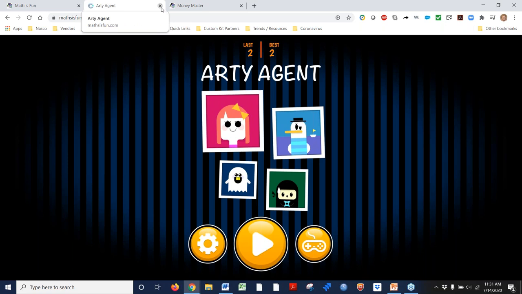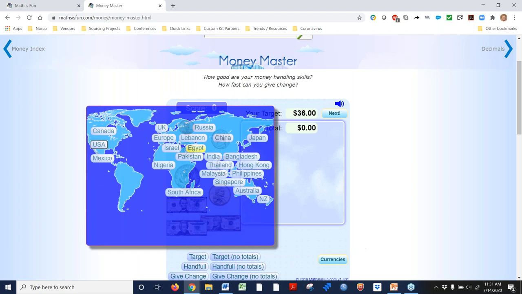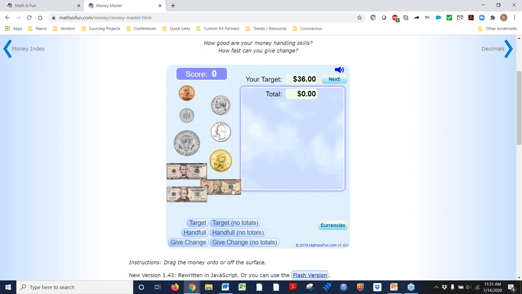Another game that we have here is called Money Master. This is fun because I think it's a great way to manipulate money in a unique way. So for example, if we go to USA, your target change is $36. Now, this is all the dollars that you can have. There are currently ways that you can add up to see if we can actually get up to $36, okay? All right, so then we go to next, right?